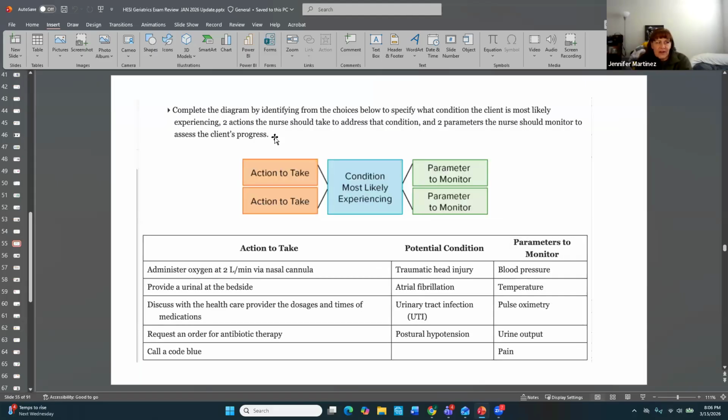So complete the diagram by identifying from the choices below to specify what condition the client is most likely experiencing, 2 actions the nurse should take to address that condition, and 2 parameters the nurse must monitor to assess the client's progress. All right, so based on all the information, what 2 actions should we take for this client?